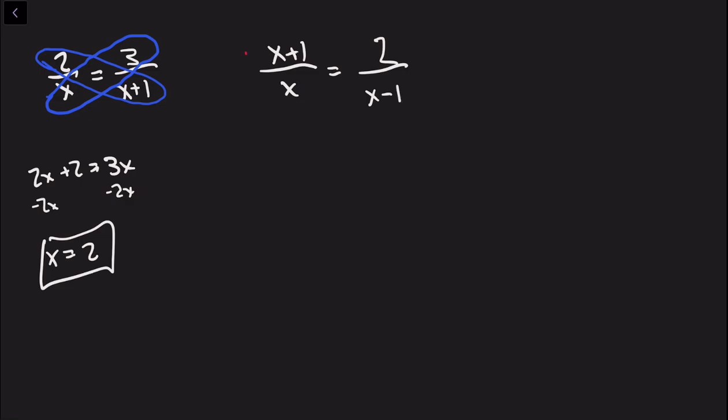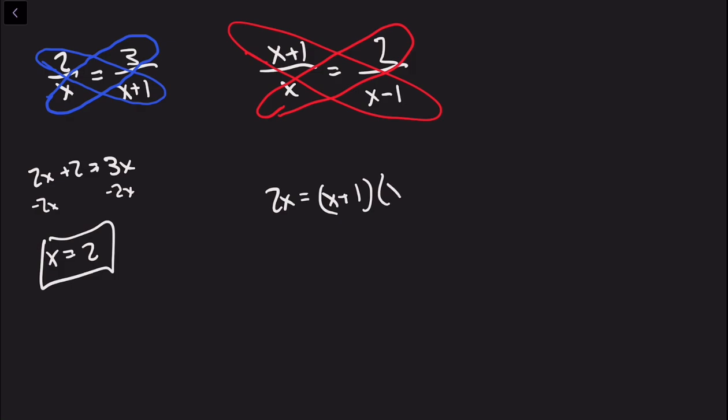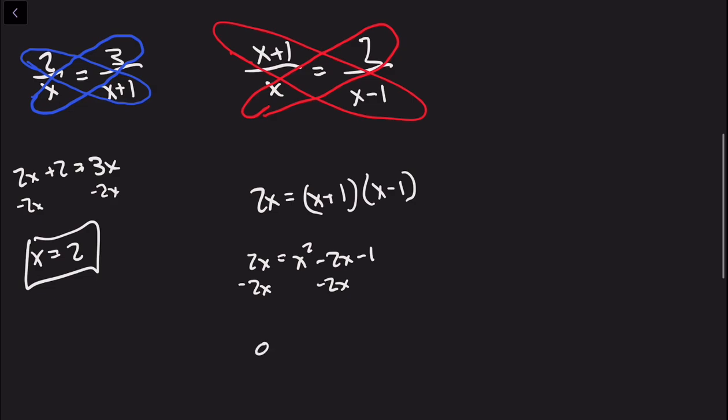We would again do our cross multiplication, and we would end up with x times 2, which is 2x, equal to x plus 1 times x minus 1. So if we further simplify it, we get 2x equals x squared minus 2x minus 1. Now we can subtract 2x from both sides, and then we get 0 equals x squared minus 4x minus 1.